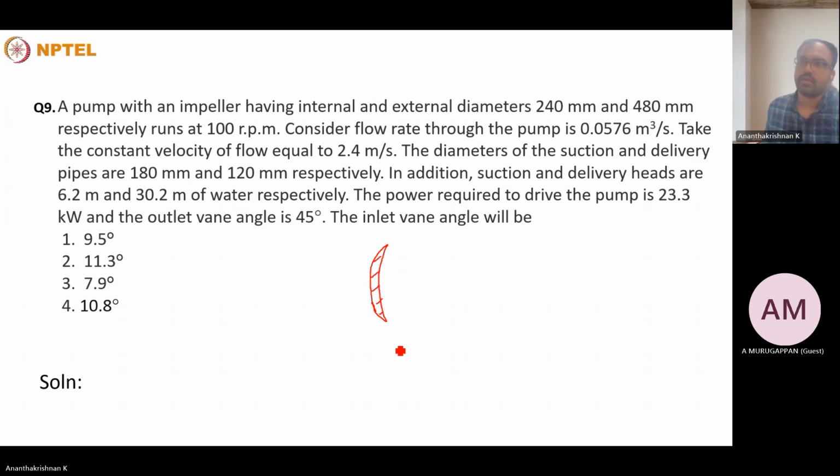Consider this to be the way. Consider it to be a swirl free flow at the inlet. So we take Vf1 is equal to V1. And this is the relative velocity, W. So see, it's C. So this is W1 and this is U1. This is the blade angle beta1 that we need to calculate, the inlet vane angle.